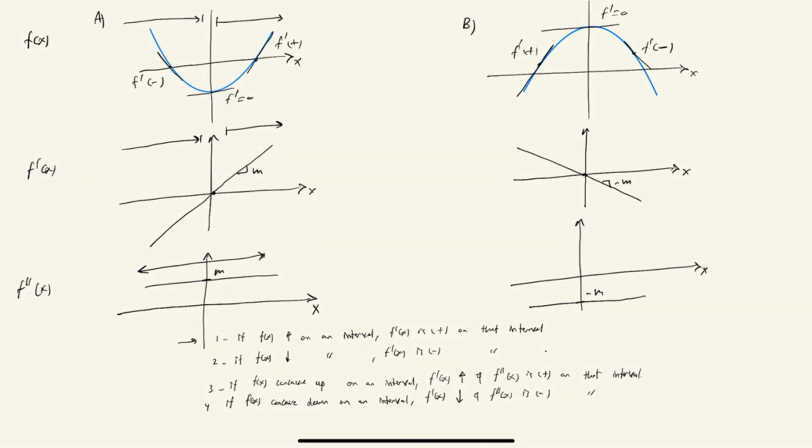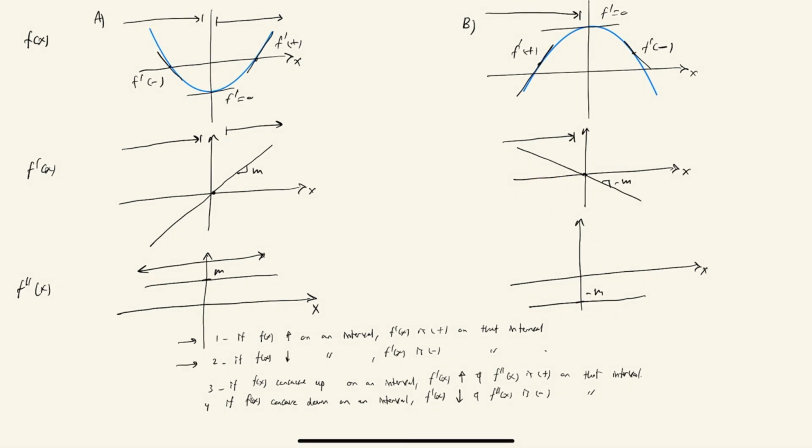Now let's move to part B. For 1, if f of x is increasing on the interval, f prime of x is positive on that interval. f of x is increasing from minus infinity to 0. Therefore, when drawing the first derivative, it should be above the x-axis, should be positive.